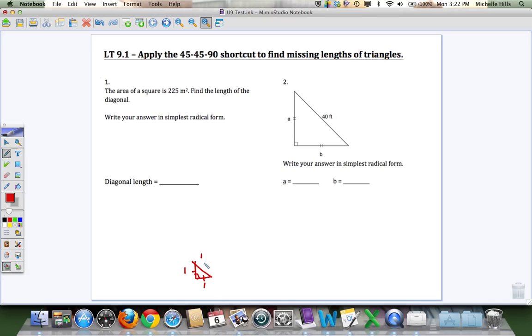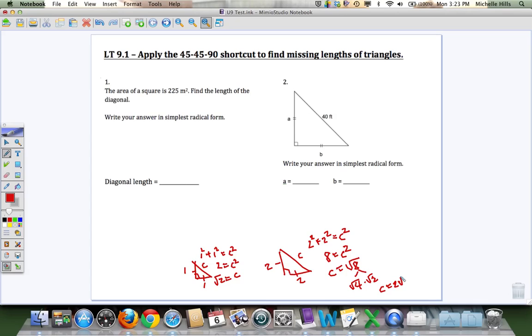Pythagorean theorem says, if I want to find this, leg squared plus leg squared equals hypotenuse squared. Well, 1 squared plus 1 squared is 2 equals c squared, so c ends up being the square root of 2. If I then draw a 45-45-90 triangle where the side lengths are 2, well, 2 squared plus 2 squared equals hypotenuse squared. 4 plus 4 is 8 equals the hypotenuse squared. So the hypotenuse is the square root of 8, but then that has a perfect square in it. Square root of 4 times the square root of 2, which means it's 2 times the square root of 2.